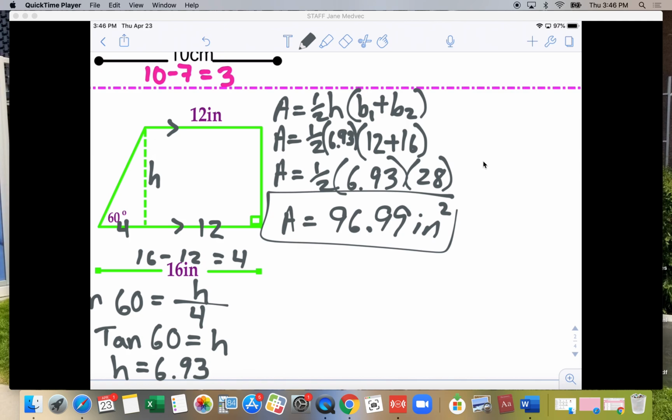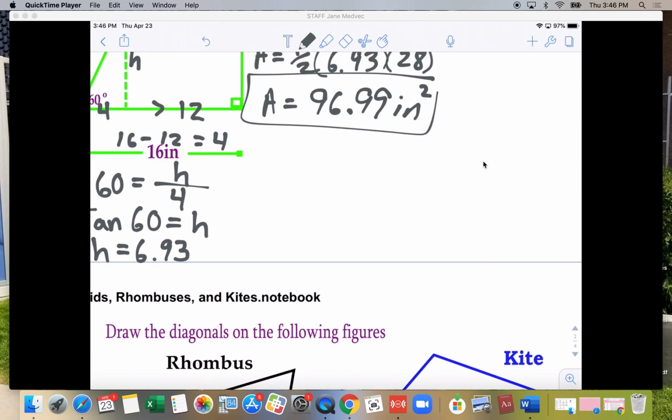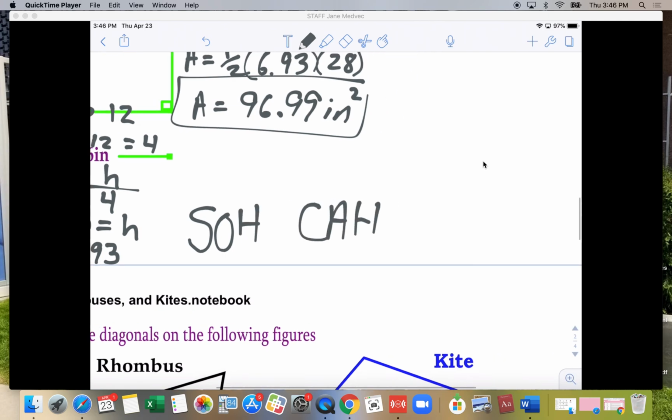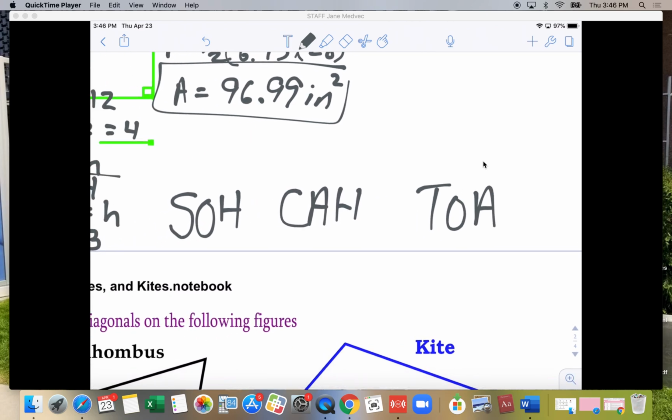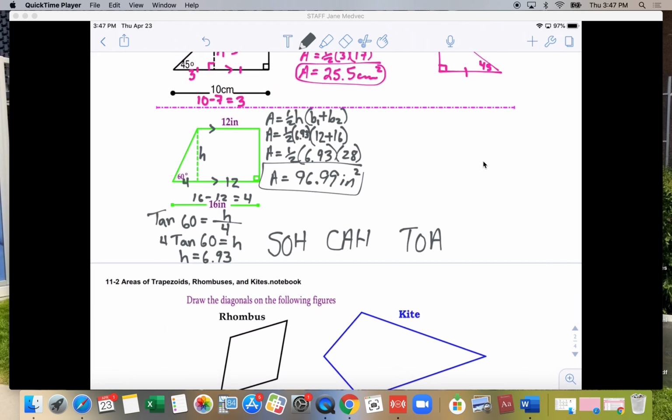You might need to go back and review that a little bit. Again, tangent, I can write it here. SOHCAHTOA. Sine is opposite over hypotenuse. Cosine is adjacent, next to, over hypotenuse. And tangent is opposite over adjacent. So that's what you need to set up. You might need to go back and review a little bit. If you need some help, let me know. But that is the trapezoid.